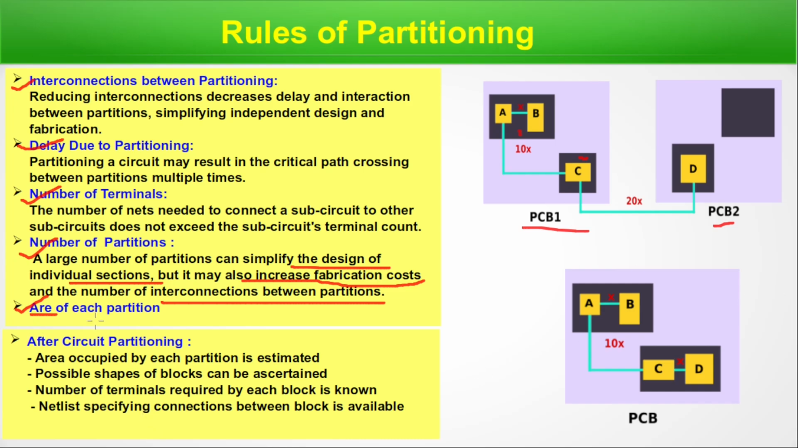Now, what do we get after circuit partitioning? The area occupied by each partition is estimated. Possible shapes of blocks can be ascertained. The number of terminals required by each block is also known, and a netlist specifying connections between blocks is available. So we have these things, and from there we will move to floor planning. We are done with this slide. We will move to the next slide.